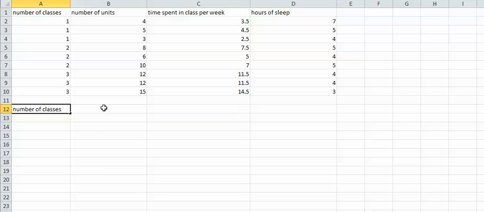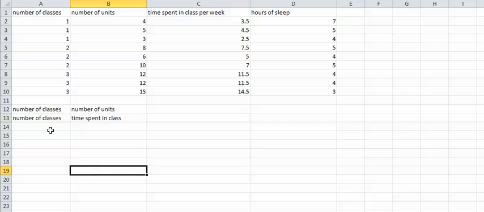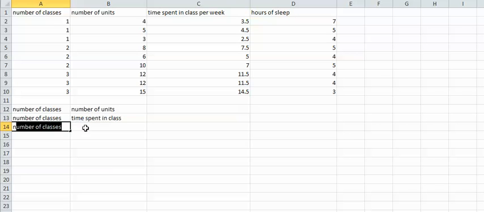and number of units, number of classes and time spent in class, number of classes and hours of sleep. Those are all of the correlations involving number of classes.